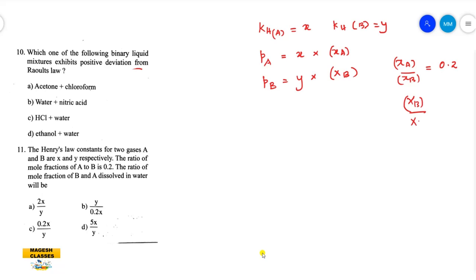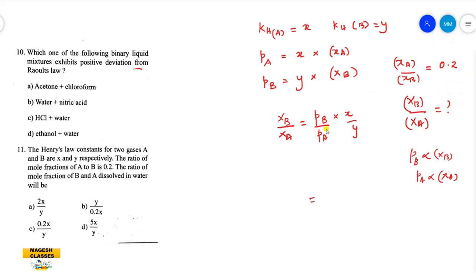The question asks for the mole fraction of B to A. The mole fraction of B to A can be written as the partial pressure of B upon the partial pressure of A, into X upon Y. X is the Henry's law constant for the gas A and Y is the Henry's law constant for B. So it is an inversion. That is, the mole fraction is equal to the partial pressure divided by the Henry's constant. So it is in the inverse case.